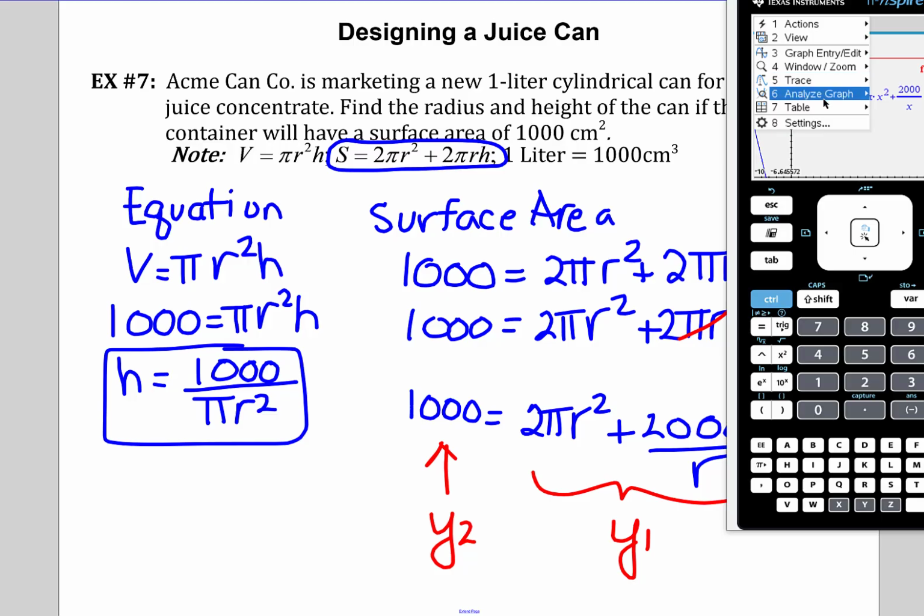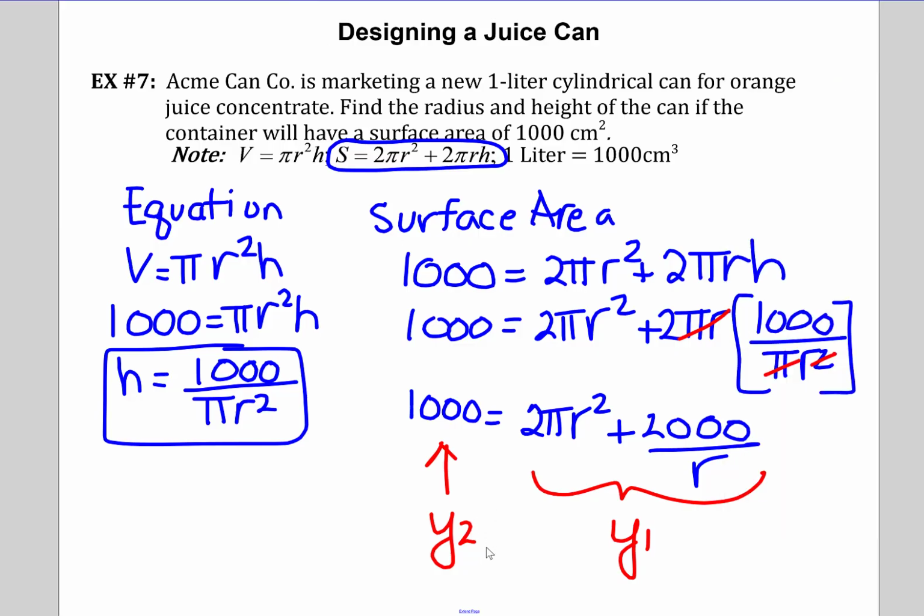So menu, analyze, we want an intersection. From there to there, one intersection is at 2.05. And menu, analyze, intersection. And the other intersection is at 11.462. So I'm going to get back to my screen here. And this is what we know.